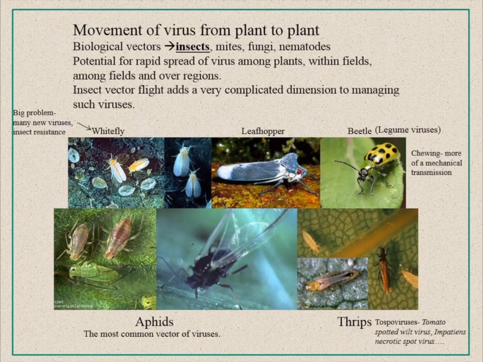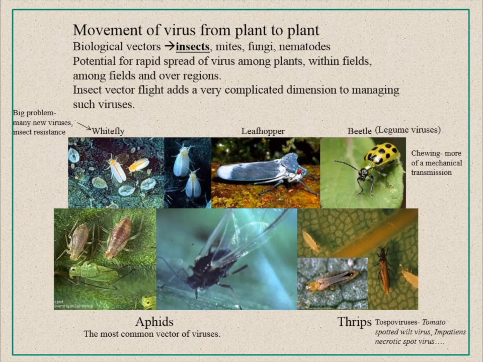I'm going to focus on insects, and insect vectors are a problem, well, because they fly. So they can transmit virus quickly within a field, among fields, over regions sometimes, depending on the virus and the vector. They also add a complicating dimension to trying to manage viruses because we have virus potentially flying into the field.